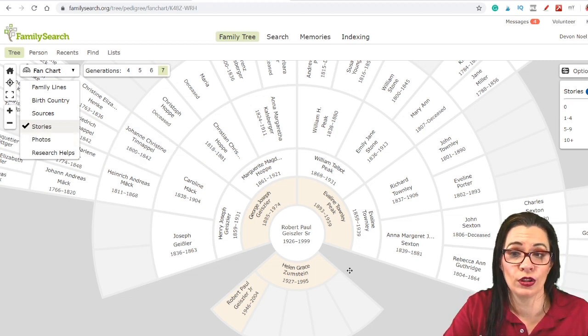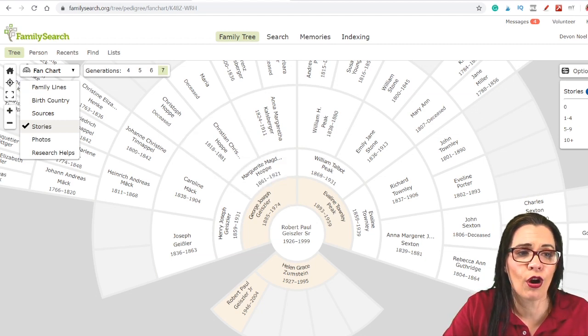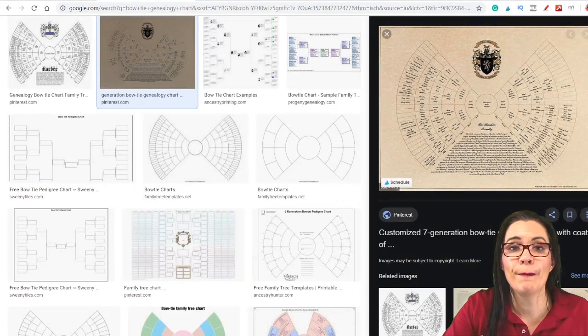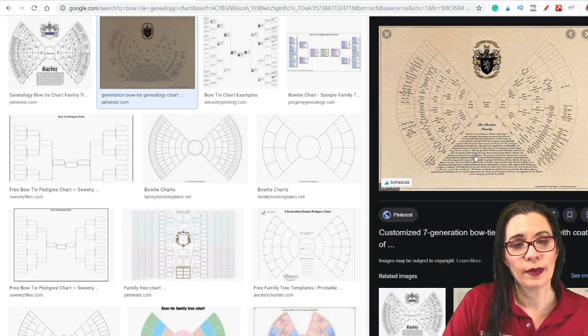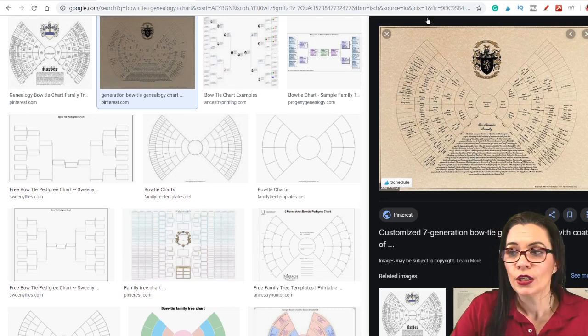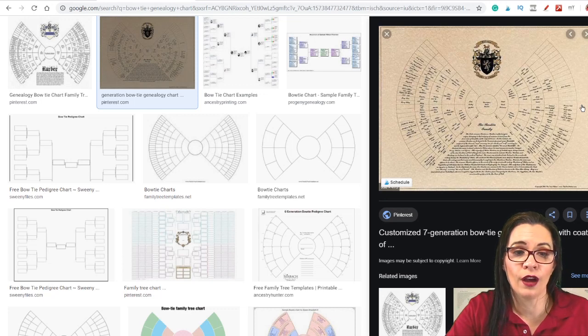Those are some of the digital versions of your online tree. But what if you have a more complicated tree? Well, that's when you can go look for something called the bow tie chart. What I really like about the bow tie chart is you really can make it do whatever you want it to do. So right above me, you can see this bow tie chart, and you can put yourself in the center and put the paternal line off one side and the maternal line off the other.